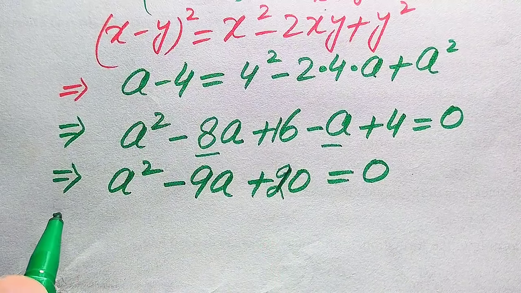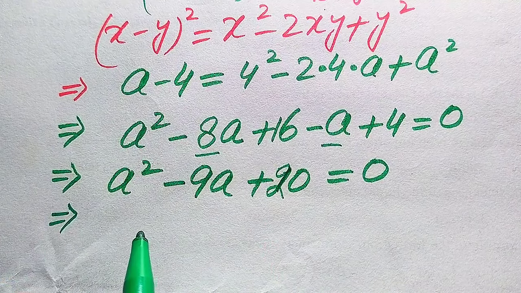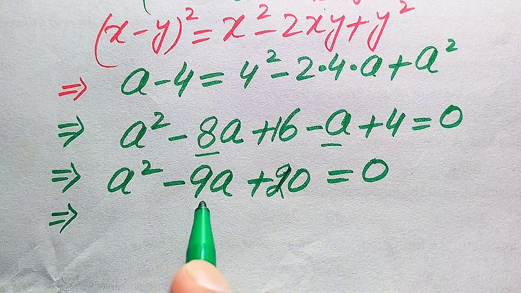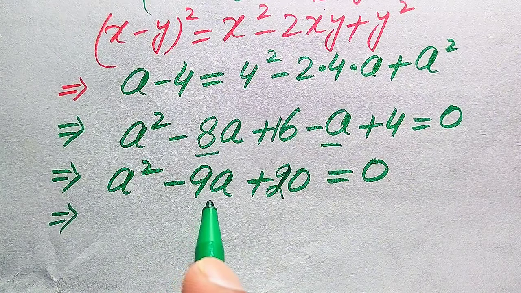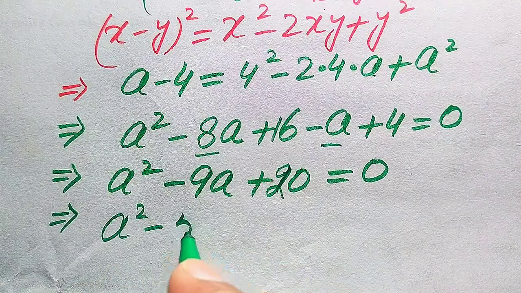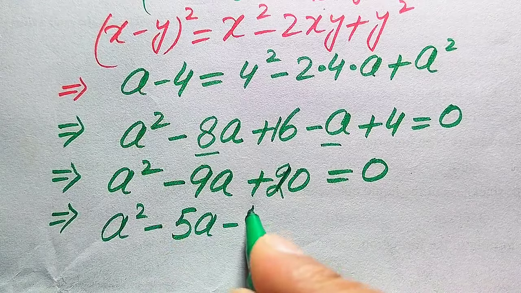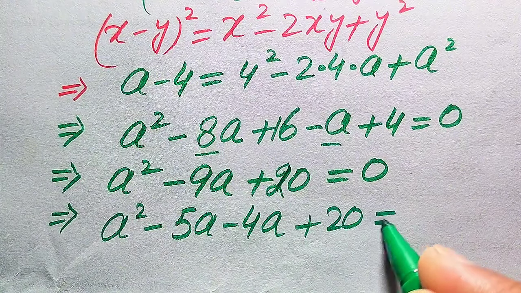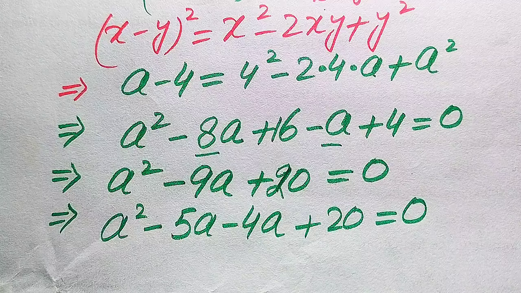So for this we need to make the factors of this equation, or in other words we just break its middle term. You see here its middle term is minus 9a, and we write this minus 9a as minus 5a minus 4a, and this is plus 20 is equal to 0.